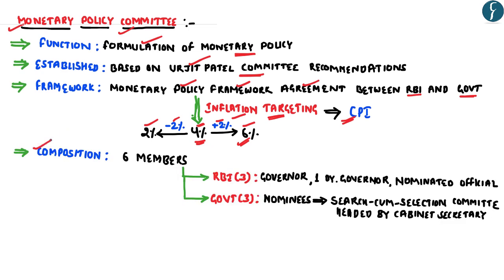And with respect to the composition of MPC, the MPC has totally 6 members. Out of these 6 members, 3 members are from the RBI and the remaining 3 members are from the government, wherein the 3 representatives of the RBI include the RBI governor, who acts as the chairperson of MPC, one deputy governor, and a nominated official from the RBI. And the three nominees of the government are selected based upon the recommendations given by the Search cum Selection Committee, which is headed by the Cabinet Secretary. So this particular committee recommends the names of the nominees to be included in the MPC.